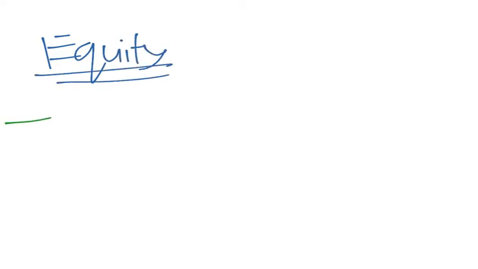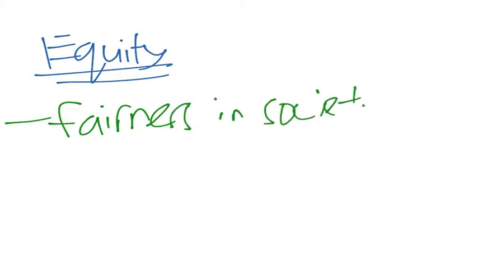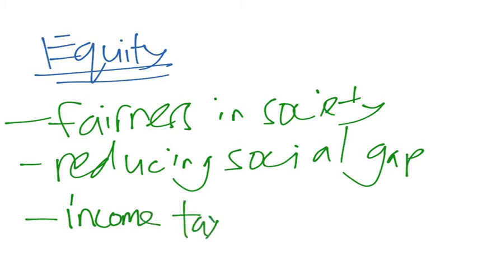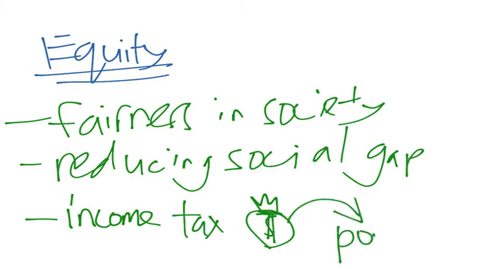So, what equity means, if you know the definition, is fairness in society, or reducing social gap. There are actually a lot of governments in the world that are trying to achieve this. One example is income tax, where you tax the wealthy, get the money from the very rich people, and give it to the poor people. This is one way of achieving equity.